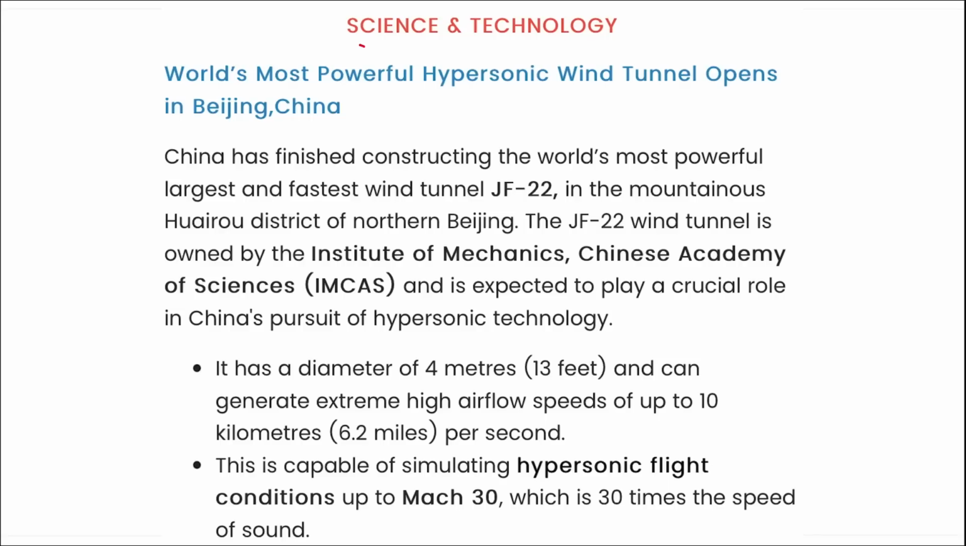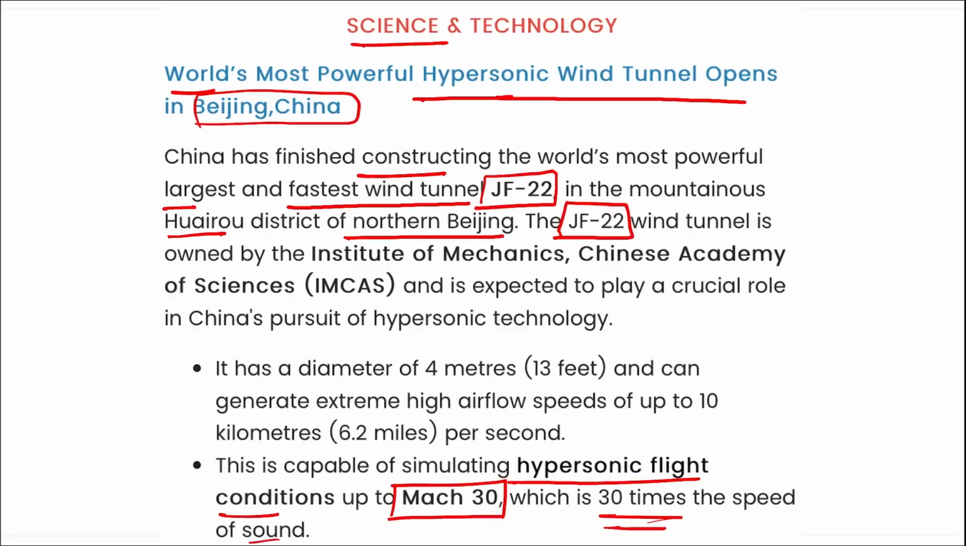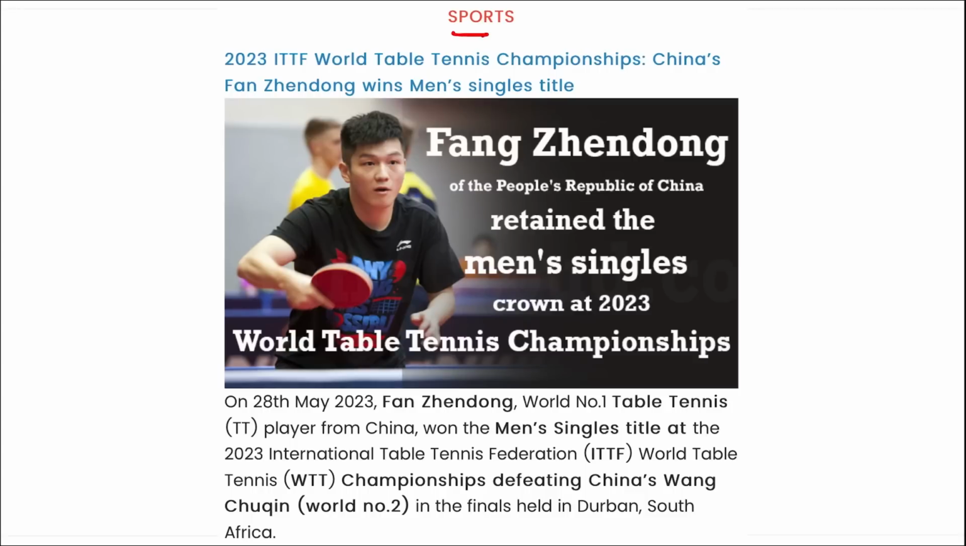Let's move on. Next is science and technology. World's most powerful hypersonic wind tunnel opens in Beijing, China. I repeat, China finished constructing the world's most powerful, largest and fastest wind tunnel, JF22. It is in the mountains of Huairou district of northern Beijing. This tunnel, that is JF22, is the world's most powerful hypersonic wind tunnel. And where is it located? It is located in Beijing, China. This is capable of simulating hypersonic flight conditions of up to 30 Mach, that is 30 times the speed of sound. Correct?